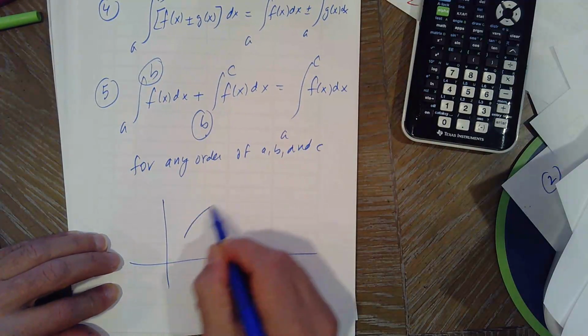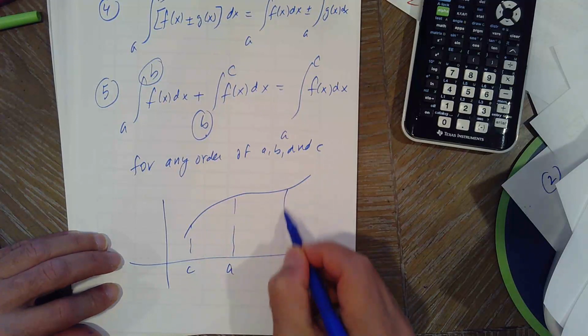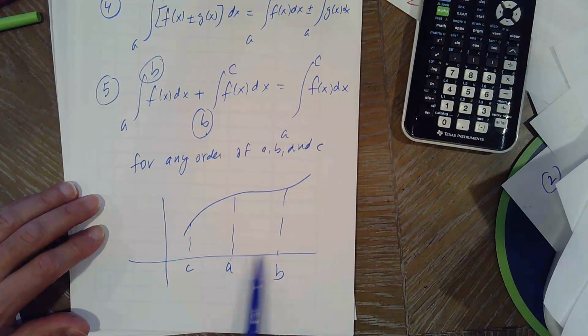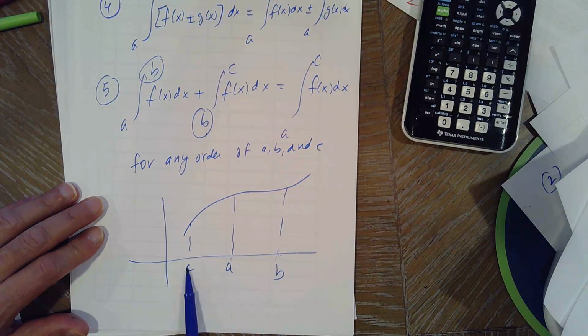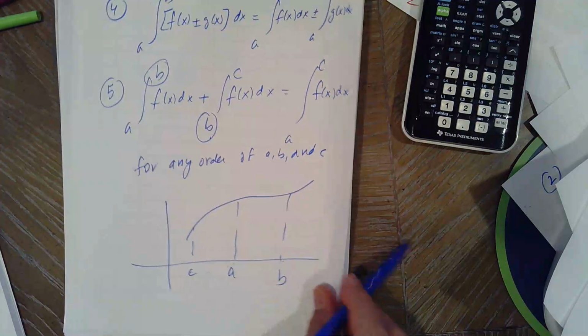Like they could be c, a, b, and it would still work. From a to b, it's from b to c, because that's backward, so it's a negative, and then plus a to c. Okay, you can check that out.